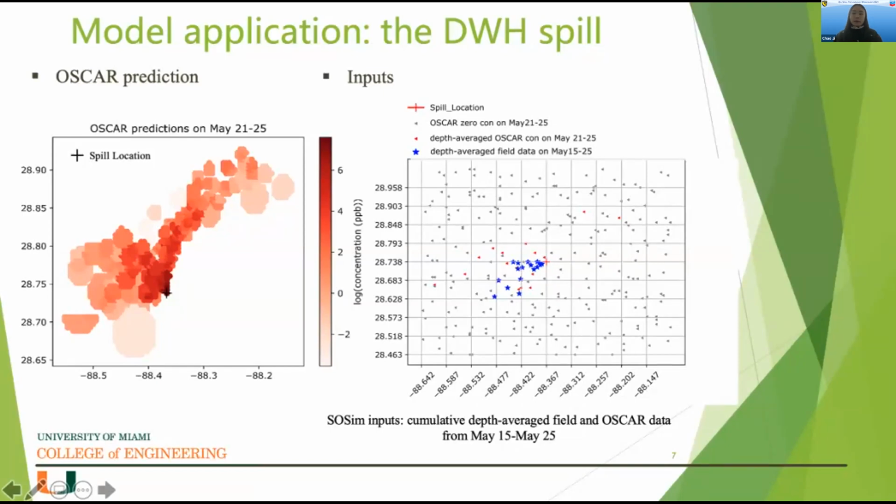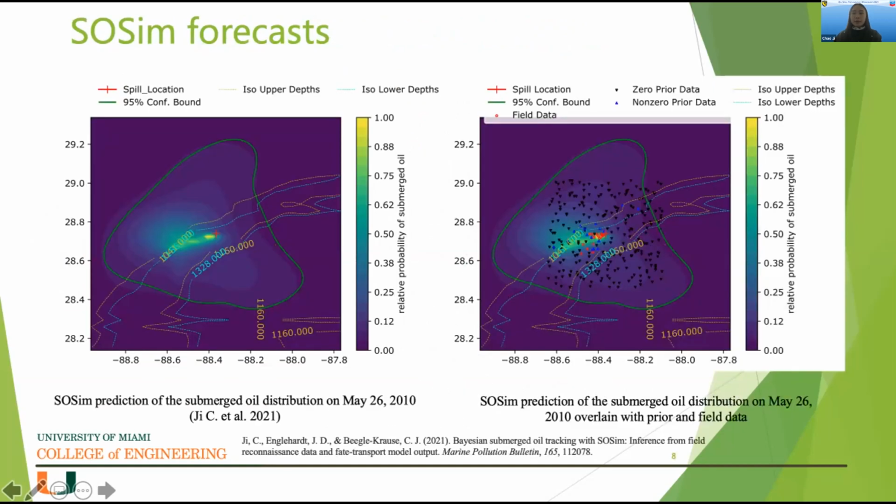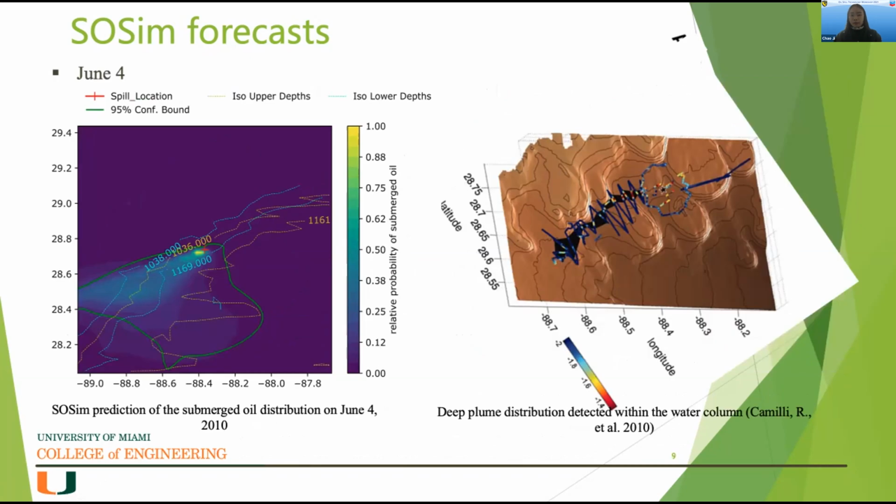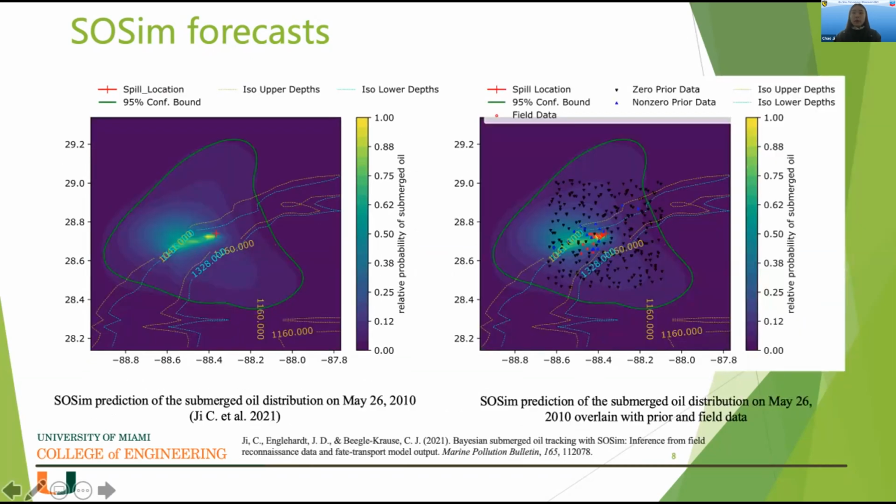In the SOSim model, a novel prior likelihood is developed to balance the effective number of prior and field data. All of the data plotted here are input to SOSim for predictions. Okay, here is the SOSim prediction on May 26, which is one day after the data. The figure here is overlaid with the model inputs.